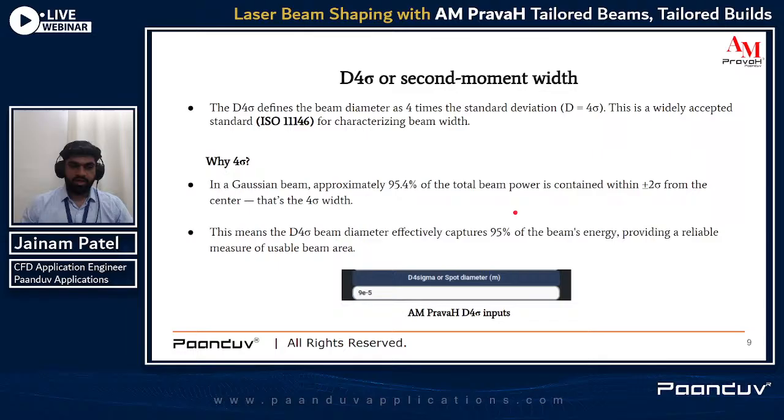So why 4 sigma? In a Gaussian beam, approximately 95.4% of the total beam power is contained within plus or minus 2 sigma, meaning a total 4 sigma width. So the 4 sigma beam diameter effectively captures 95% of the beam's energy, providing a reliable measure of the usable beam area.